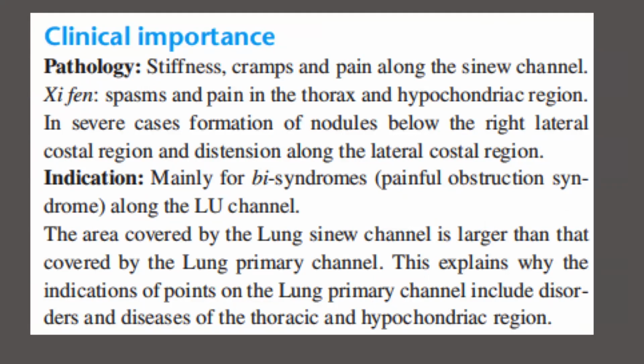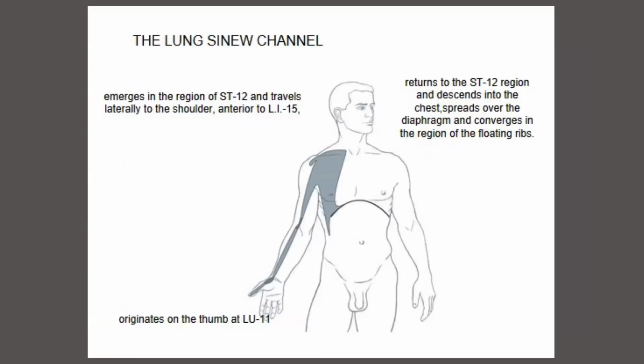Indication mainly for Bi syndromes, or the painful obstruction syndrome along the lung channel. So we mainly use the sinew channel of the lung for Bi syndromes. The area covered by the lung sinew channel is larger than that covered by the lung primary channel. This explains why the indications of points on the lung primary channel include disorders and diseases of the thoracic and hypochondriac region. So here is a simplified illustration of the lung sinew channel.